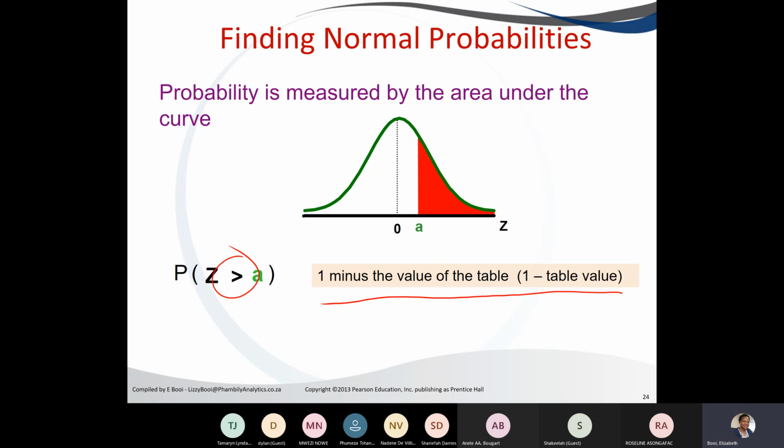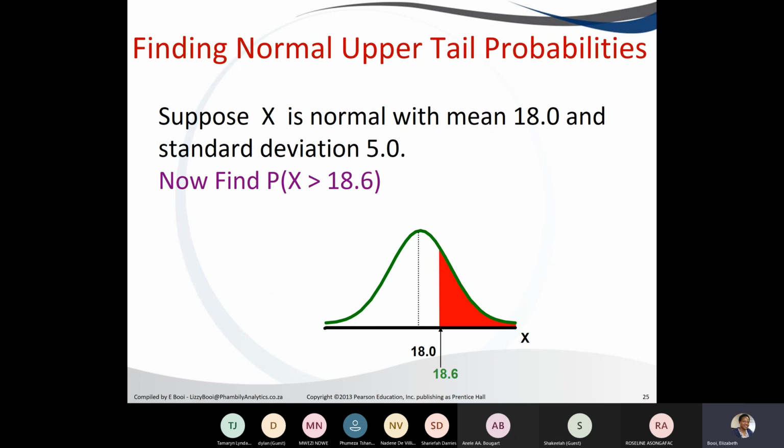For all the questions that have a greater than, we're going to subtract the value we find on the table from 1, whether from the positive or from the negative. How do we do that? Like the following. Suppose X is normally distributed with the mean of 18 and the standard deviation of 5. Find the probability of X greater than 18.6. It's the same example we used for the less than, so I'm not going to go into detail on how we calculate this.